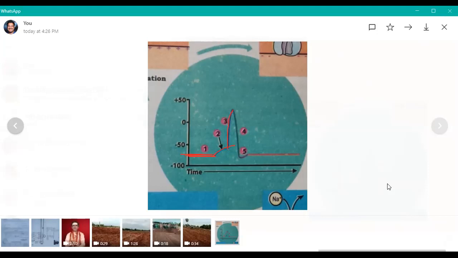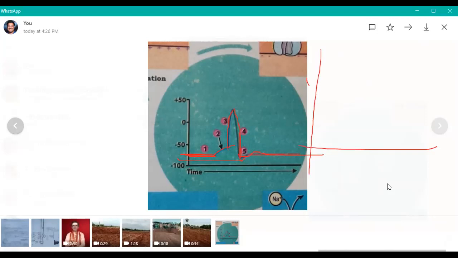Next, due to the efflux of potassium ions, the charge is decreased. We say it is repolarization. More decrease, we call hyperpolarization. We came down to here, minus 90. Then it returns to the normal position. I'll show you once again here also.